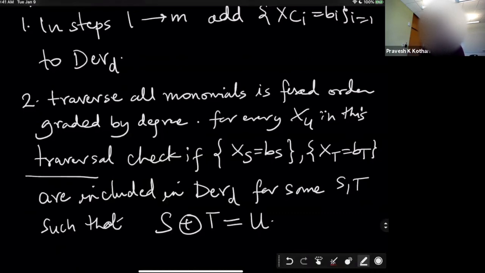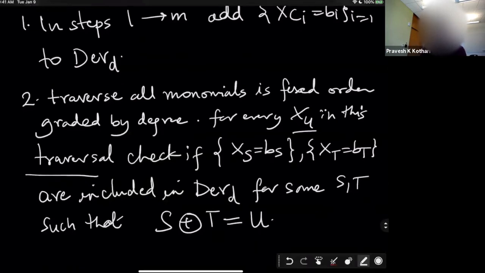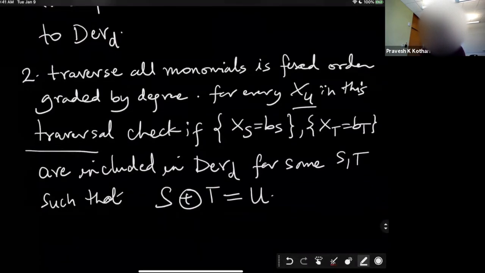So, just fix an arbitrary order and go over all possible monomials. Just maintain the invariant that you have lower degree monomials coming before the higher degree ones. Do this in this order. Let's say you're looking at monomial x_u and you're trying to decide if your hands are forced on x_u. So just try to find, in the set of derivations you've built so far, if there is some constraint x_s equals b_s and x_t equals b_t, which is already included in the set of derivations, and s and t satisfy that, you can basically derive the constraint on x_u from them.